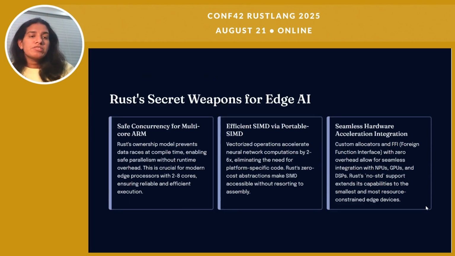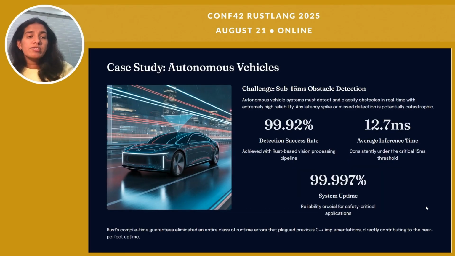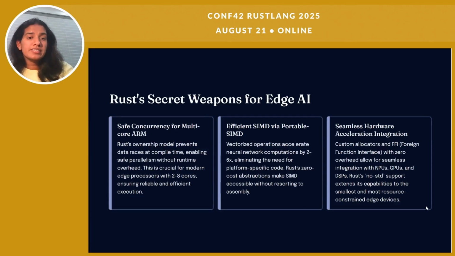Let's talk about some of the secret weapons for using Rust on Edge AI. First is safe concurrency for multi-core ARM. We can scale safely across cores without runtime penalties. Also, efficient single instruction multiple data with portable SIMD gives 2 to 6x the speed without handwritten assembly. There is also seamless hardware acceleration integration, from NPUs to DSPs. Rust plays nicely with them, even in no_std environments.